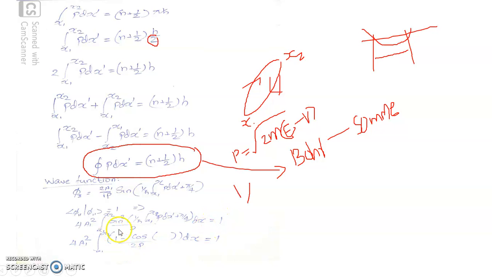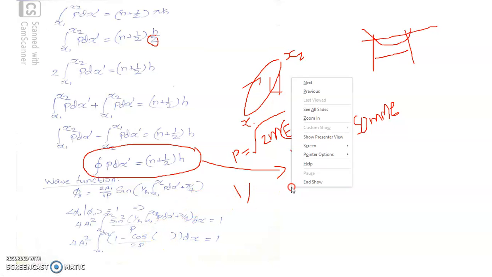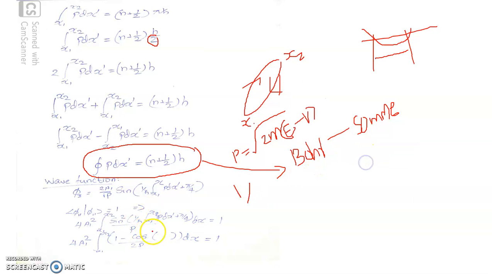We know that the integral of sine square over half a cycle is 1 by 2. Anyway, I have repeated this here. For a1 square integral x1 to x2, sine square is 1 minus cos twice this angle, divided by 2. The quantity within the bracket is nothing other than this one, dx by 2p is equal to 1.